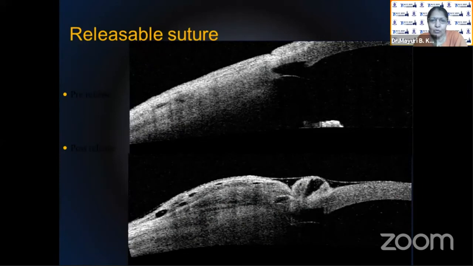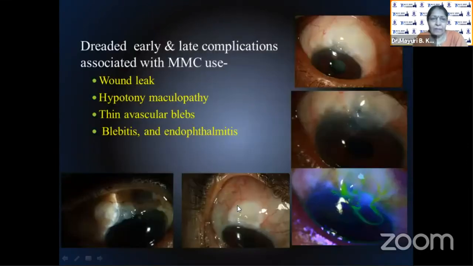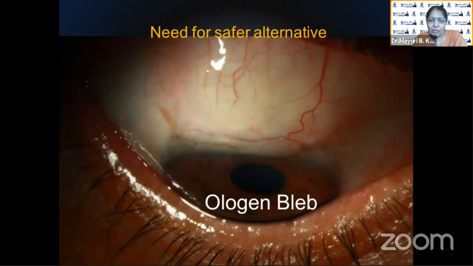So the releasable suture before removal, you can see the homogeneous bleb wall here, hardly any aqueous pockets. Immediately after releasing the suture, you can see the subconjunctival separation as well as the microcystic areas. And that makes the patient successful for the long term. So these are some of the dreaded complications of mitomycin use. And these are the patients where we need a safer option.